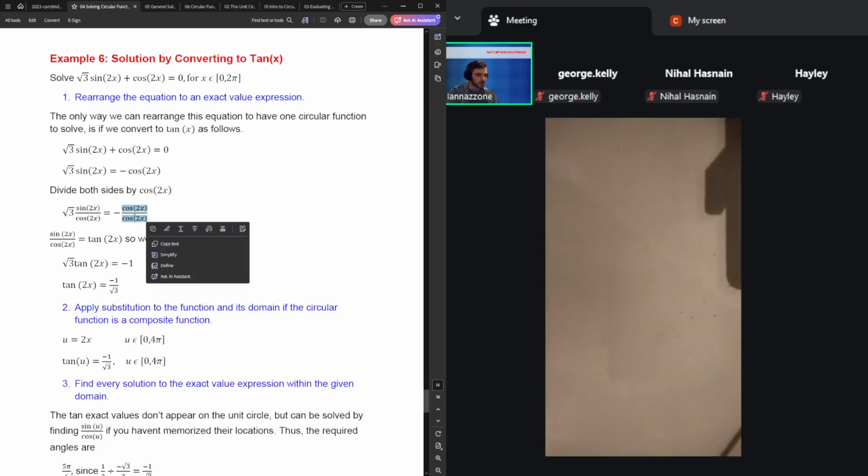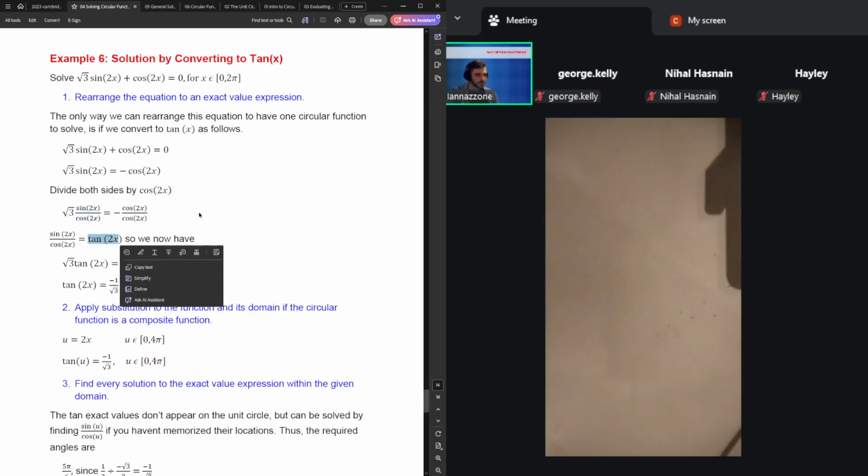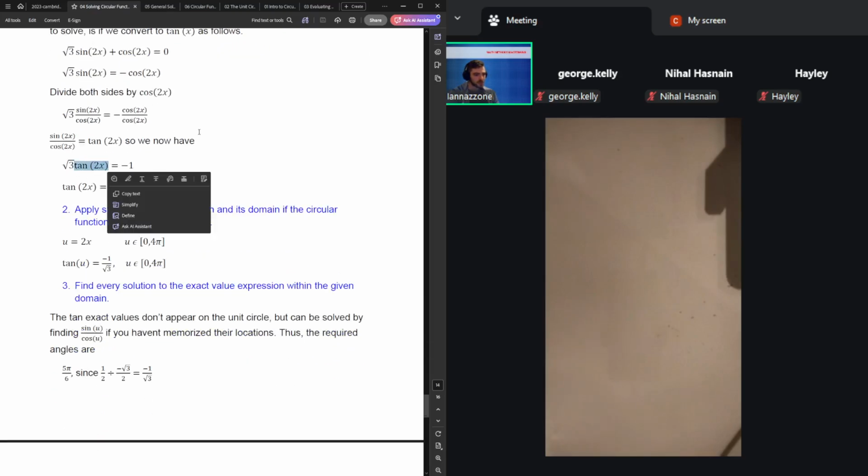In doing so, the coses will cancel down to just 1 because you're dividing by itself. Anything divided by itself is just 1. And the sine divided by cos goes to tan. Whatever's in the brackets maintains. So it's going to get us √3 tan equals -1. We now have one circular function, which we can now rearrange for and solve, just like we've done before.